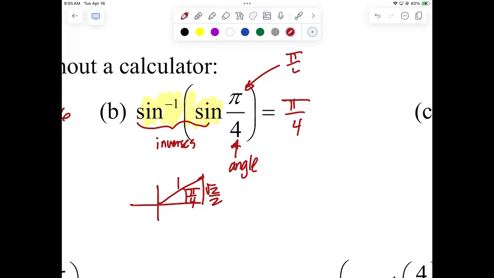Pi fourths is in the PVR. So it's my final answer. They undo each other. So far, so good? All right.